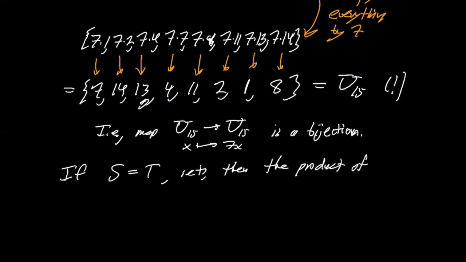It's a fancy way of saying if I multiply everything together in S, it should be the same thing as if I multiply everything together in T. It seems like almost a dumb thing to say. Product of the elements of S equals, I really got to work on my iPad handwriting, you guys. Equals the product of the elements of T.